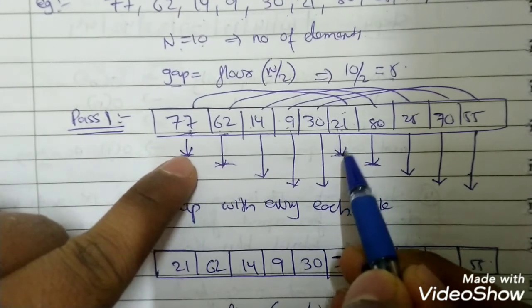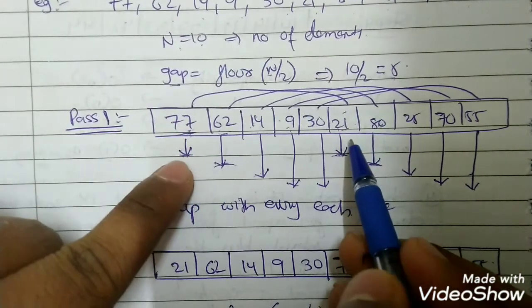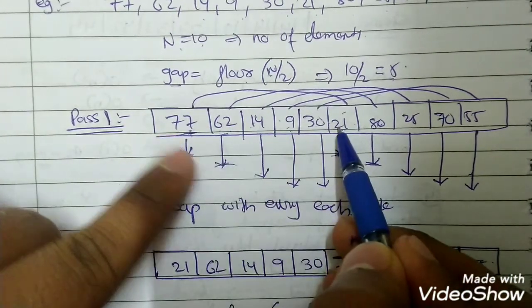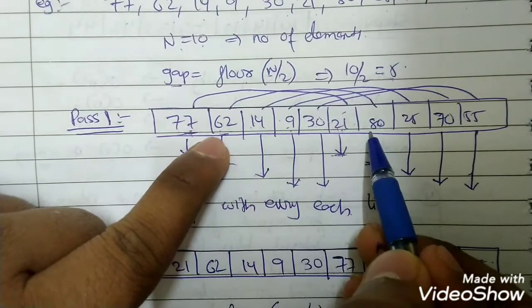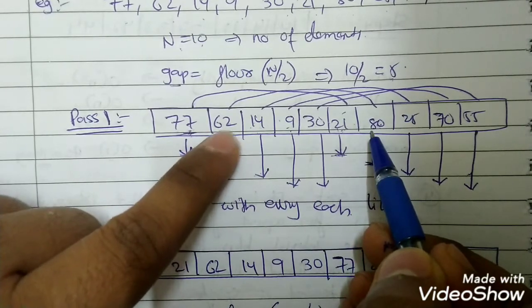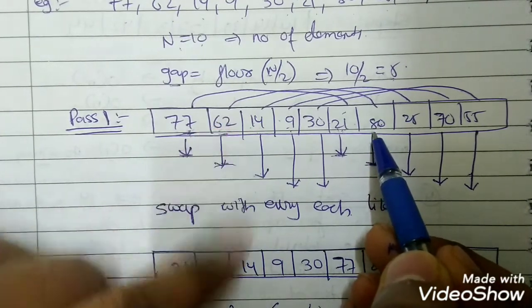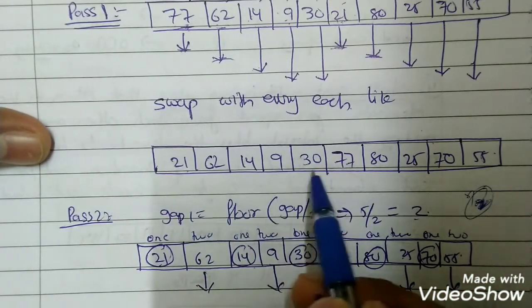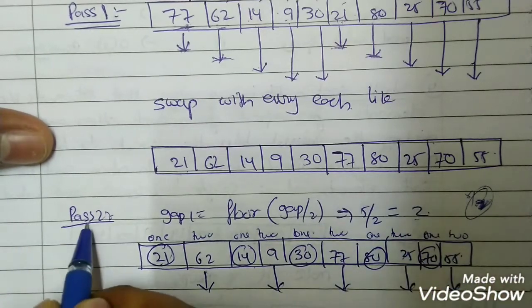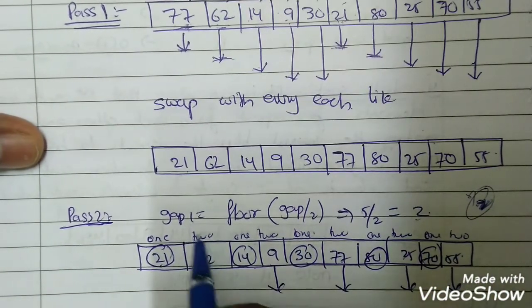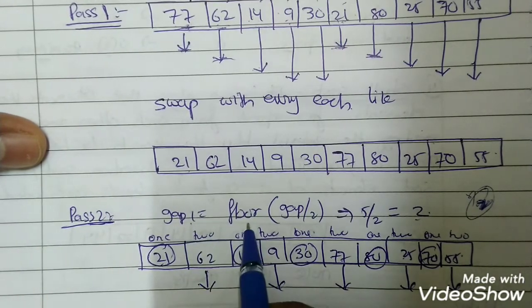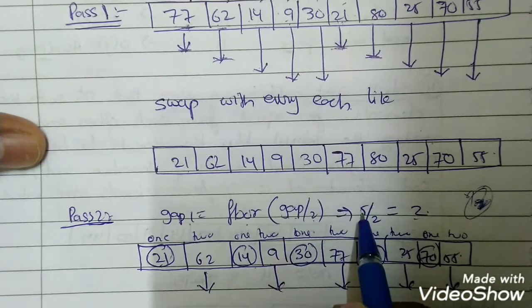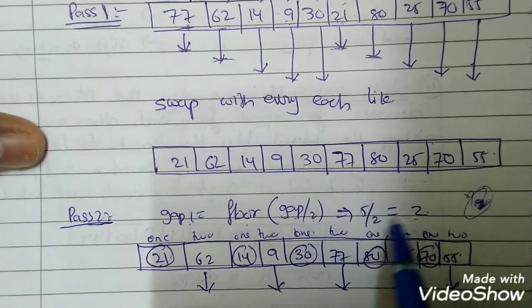Now we have to swap each element. Not with each element, it means we have to shift. We have to compare 77 and 25, they are in one place. For example, here 21 is less than 77, so 21 will swap here and 77 will swap here. And 62 and 80 will remain the same because 62 is already smaller and 80 is larger, so it will be there. For example, it will swap like this: 21, 62, 14, 9.